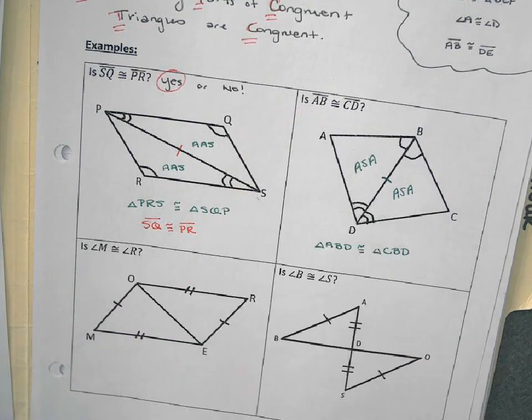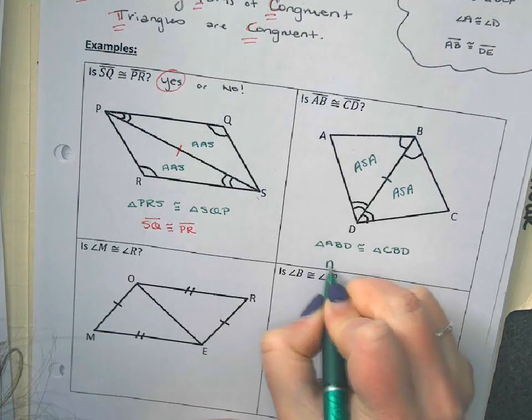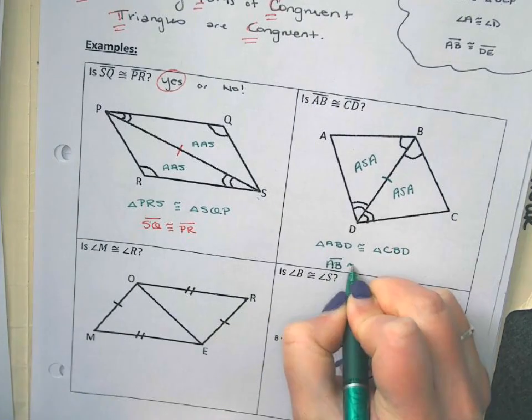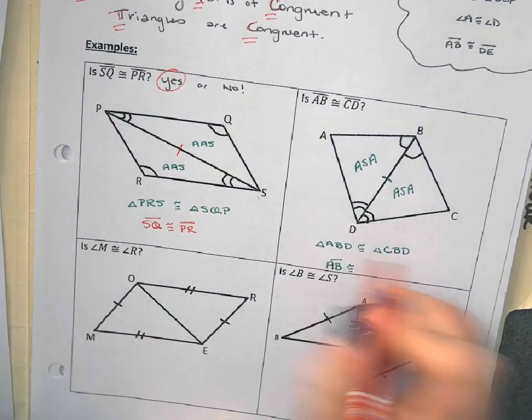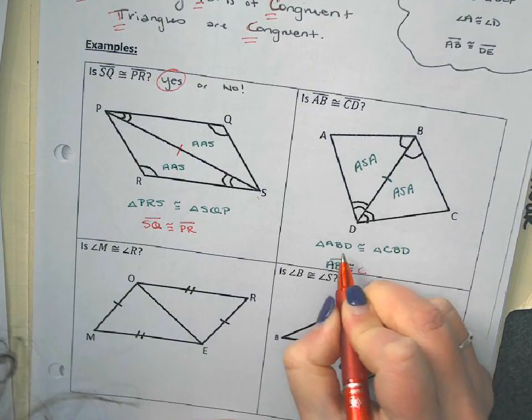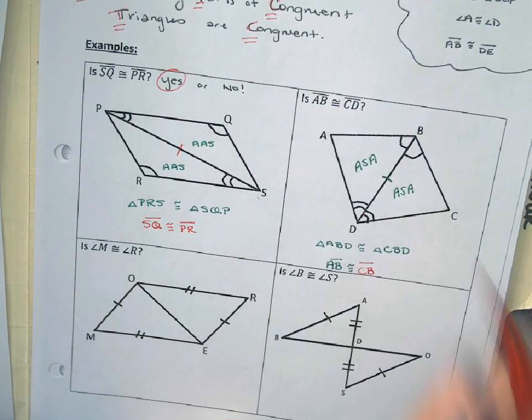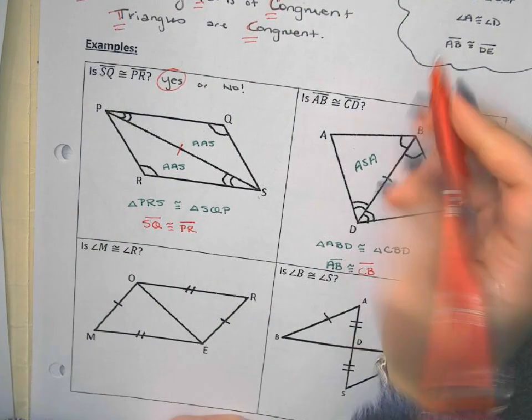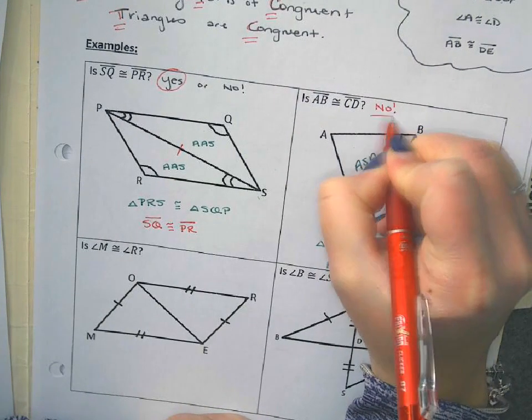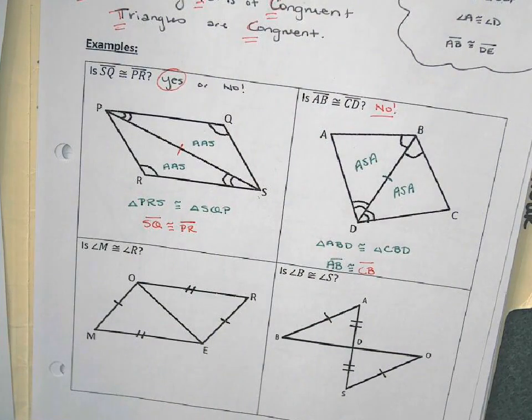Now I'm trying to figure out, is AB, let's figure out what AB is congruent to. AB is congruent to, let's check. A has to match with C. B has to match with B. And if you look here, AB congruent to CD, no. That's not the statement we came up with. So because of that, we answer no. And we're done with that problem.